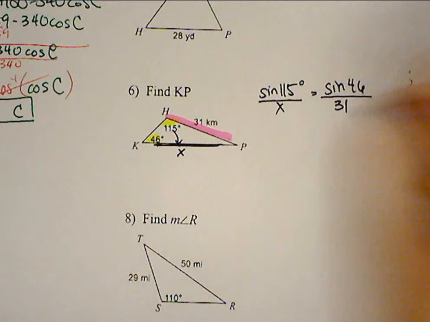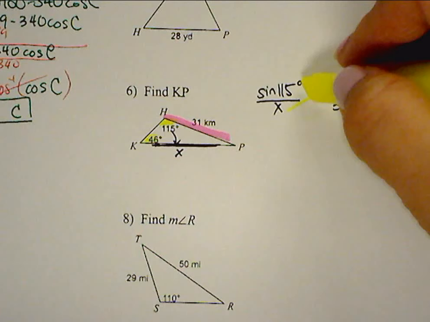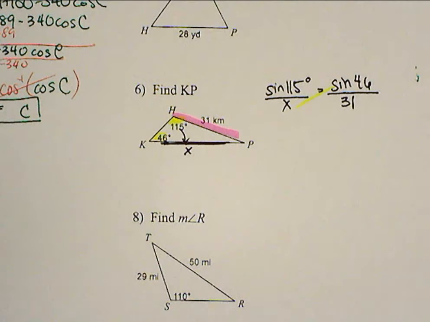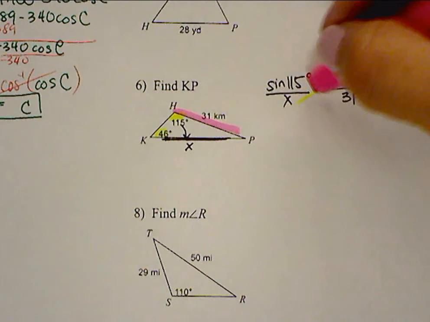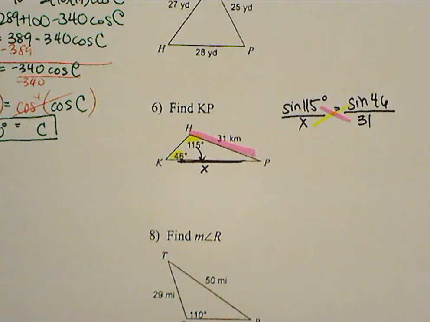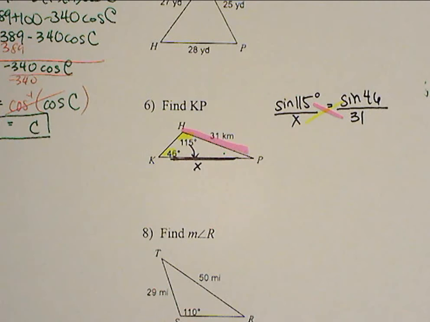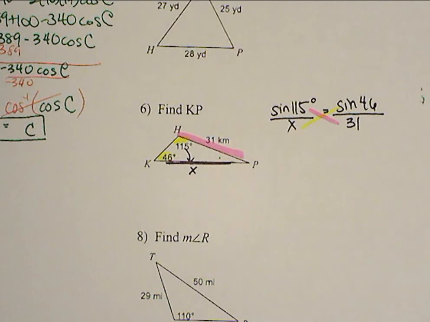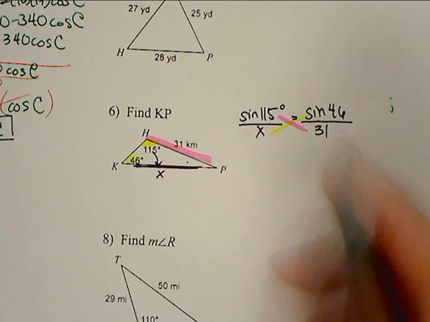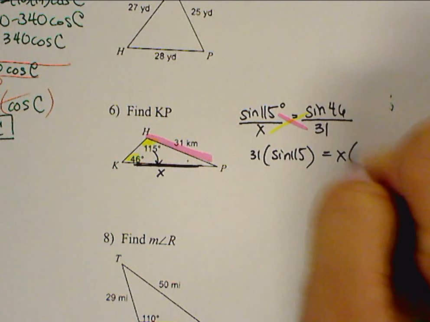Is that 31? Yes. Miss, I was going to say, why don't we just find the third angle? So then it could be a lot easier on us. You don't need it. You can, but you don't need it for this problem. Because if you find this angle, but you don't know this side, how is that going to help you for law of sines? Right? Okay, so now we're just going to cross multiply. So 31 times sine 115 equals x times sine of 46.